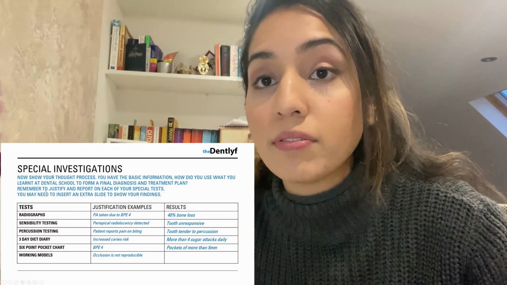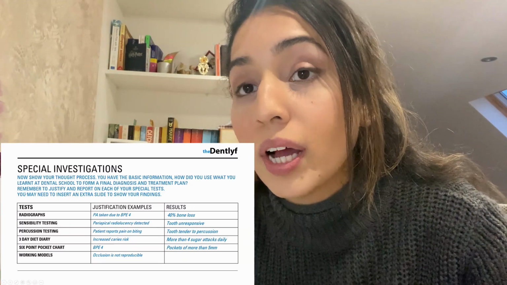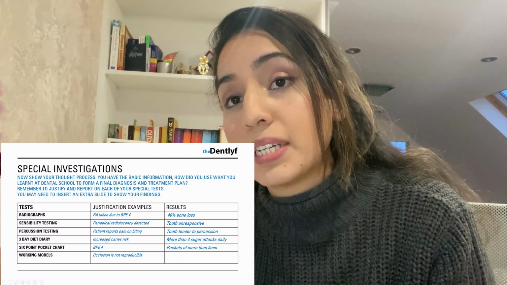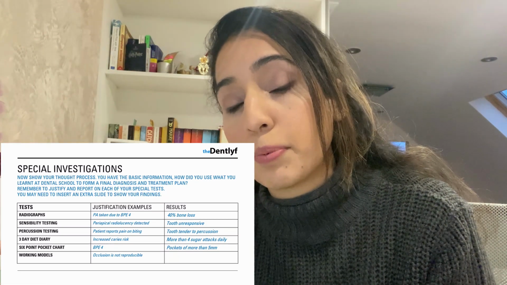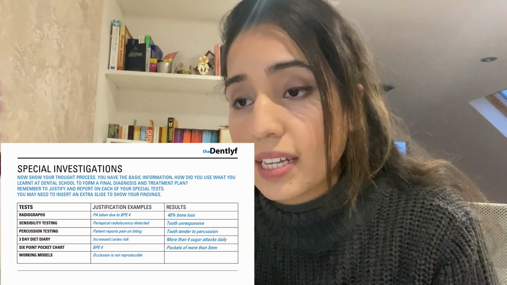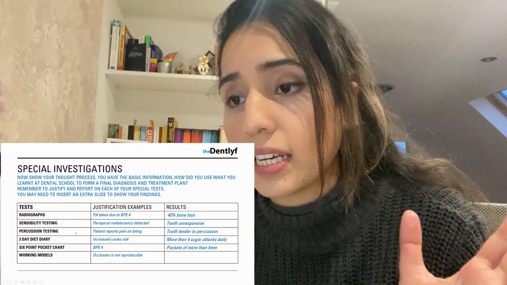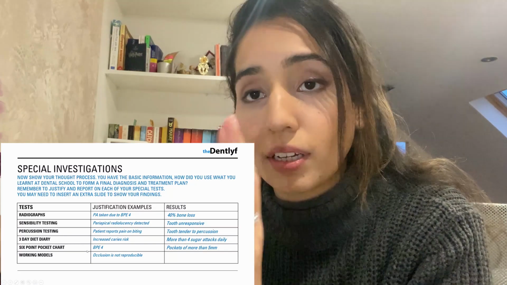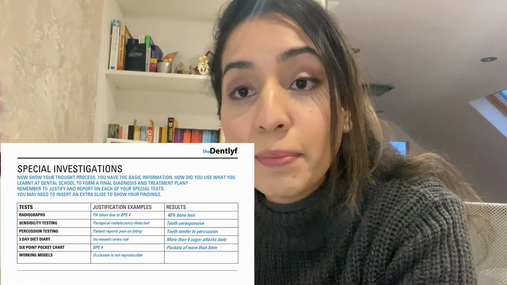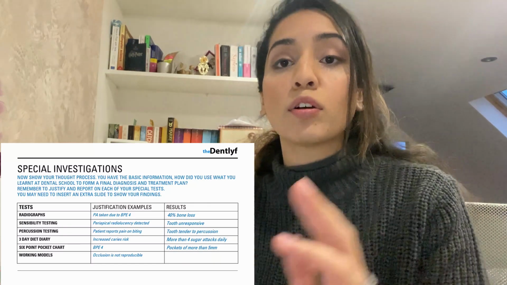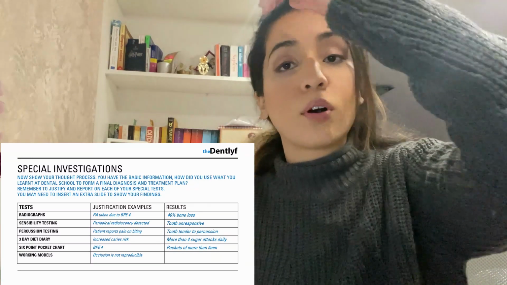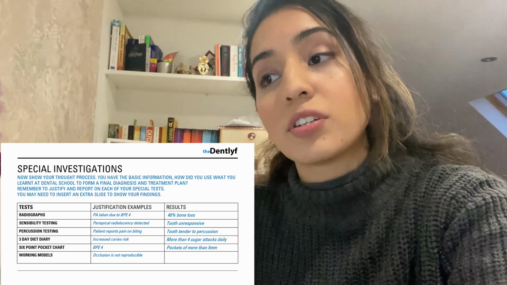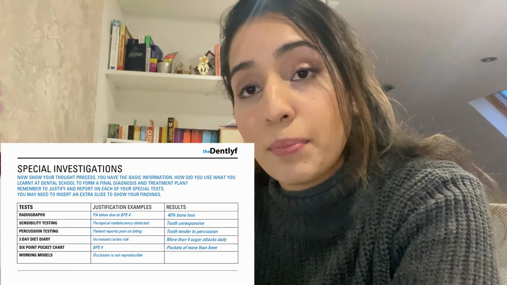If I'm taking radiographs, if the patient has a BPE of 4, then according to the guidelines, according to the BSP, I'm going to be taking some periapical radiographs. And then you've got like sensibility testing, percussion testing, 3-day diet diary, 6-point pocket chart, working models, and I've got like examples over here. And you're not limited to just these tests. If you can think of more, you want to do more, you've got obviously a case that requires other special tests, then you just add them on here and you justify them and you put the results in.